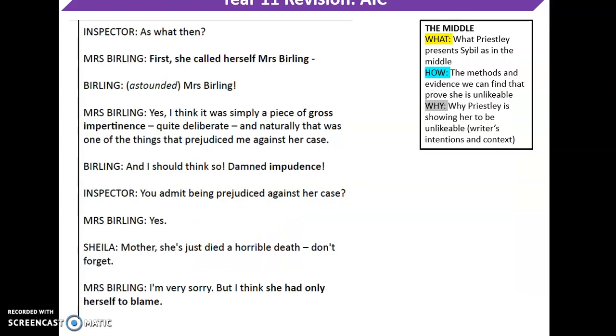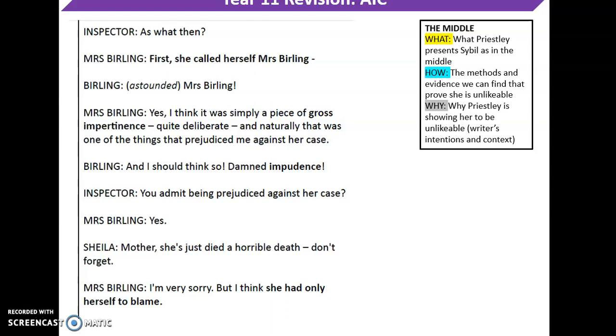And the reason for that is that in the middle of the play, it is revealed to us, the audience, how she treated Eva Smith, what she did to that girl that drove her to suicide. Remember, she goes to Mrs Birling's charity and she appeals for help, for charity, for love, for compassion, for support, all of those things that charities are supposed to provide.